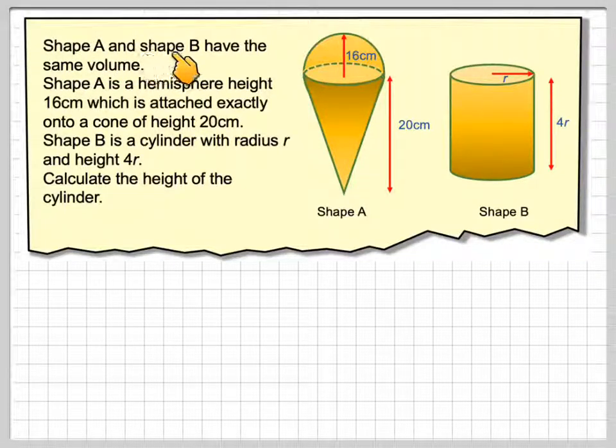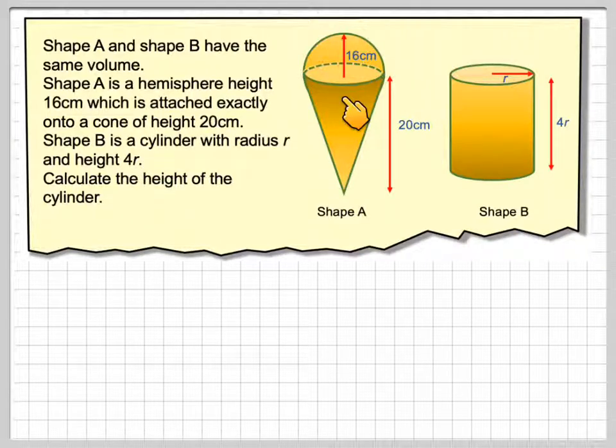Shape A and shape B have the same volume. Shape A is a hemisphere, height of 16 centimeters, which is attached exactly onto a cone of height 20 centimeters. Shape B is a cylinder with radius r and height 4r. Calculate the height of the cylinder.